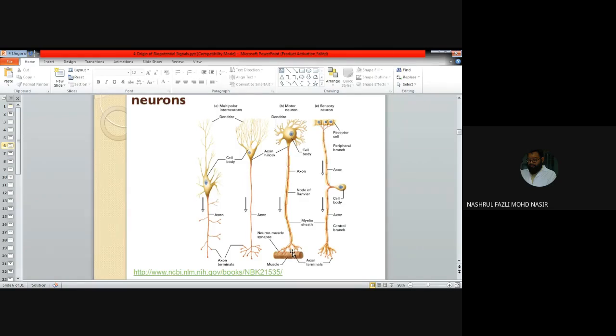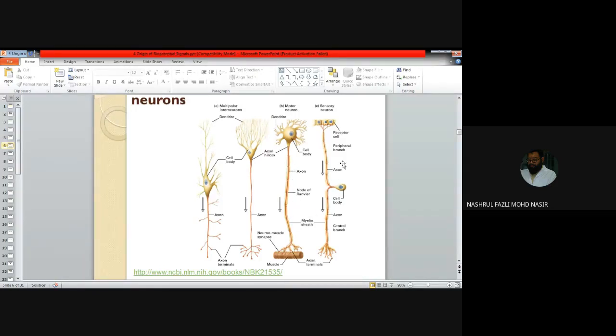Okay, in mammalian motor neurons, an insulating sheath of myelin usually covers all parts of the axon, except at the nodes of Ranvier and the axon terminals. So you have all the sheath from myelin here.